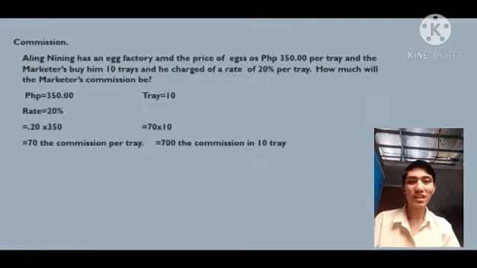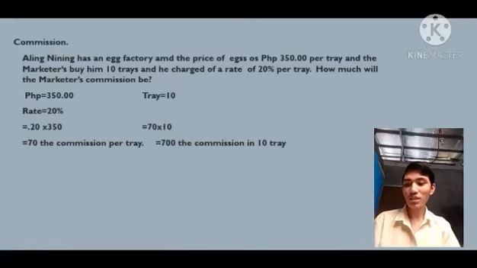Commission, tax, and profit. For example of commission, Aling Ningning has an egg factory and the price of egg is 350 pesos per tray. And the marketer buys 10 trays. And he charged a rate of 20% per tray. How much would the marketer's commission be?